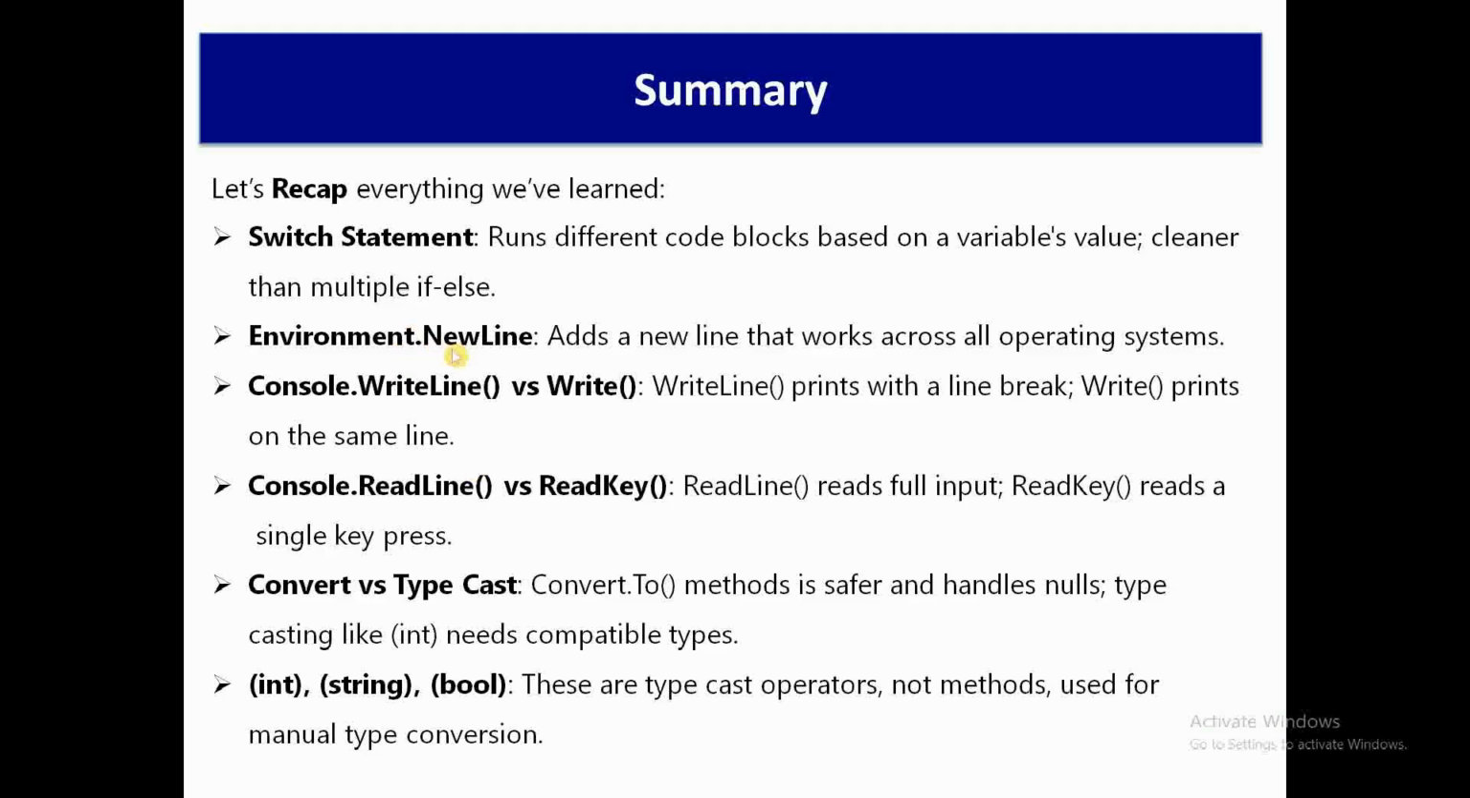Next we have Environment.NewLine. If we want to add a new line, or if we want to put some text into the next line, then we can use this property, Environment.NewLine. Then the Console.WriteLine method or Console.Write method. Console.WriteLine is also used if we want to put some data or any input value into the next line while we are displaying anything in the terminal window. Or if we want to write all the data or all the text into the same line, we can go with the Write method. Next we have Console.ReadLine method or Console.ReadKey method.